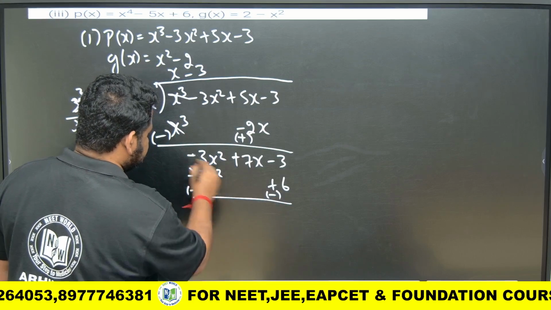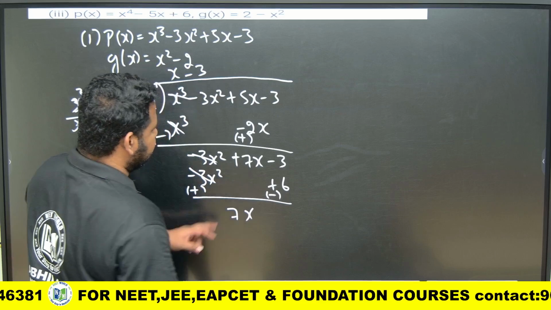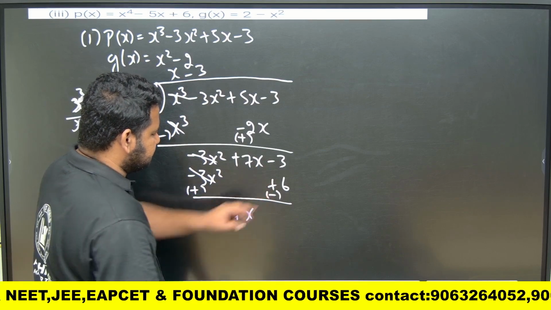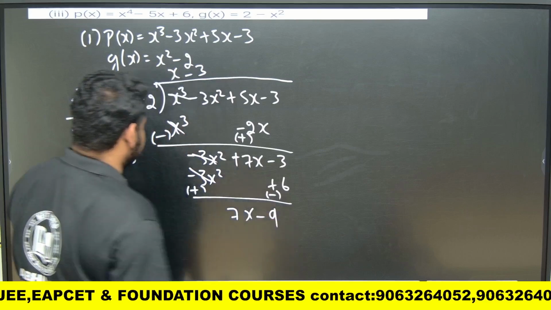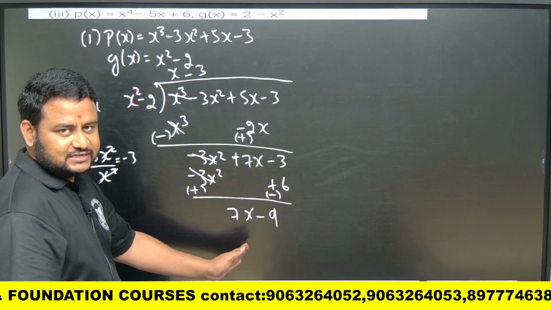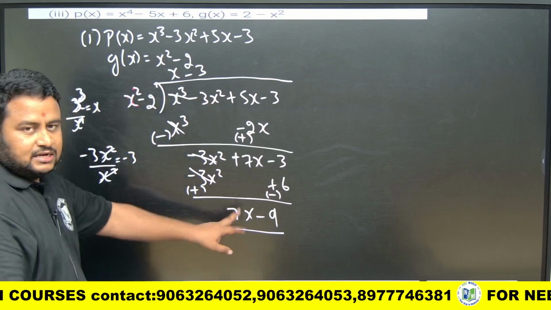Plus minus cancels. Here there is 7x, I have to write 7x as it is. Minus 7x, minus 3 minus 6, I am writing minus 9. Here x square is there, and here x is there. Definitely x is lower than x square, so further I cannot divide. So I got this as remainder.